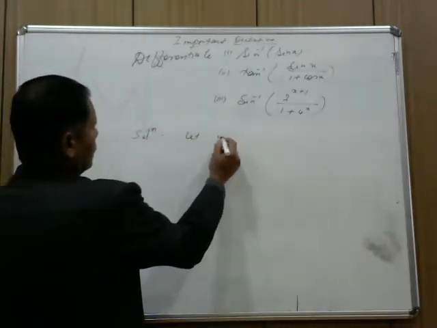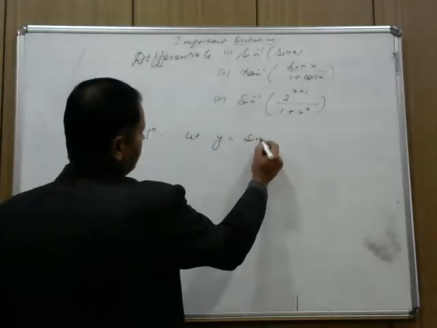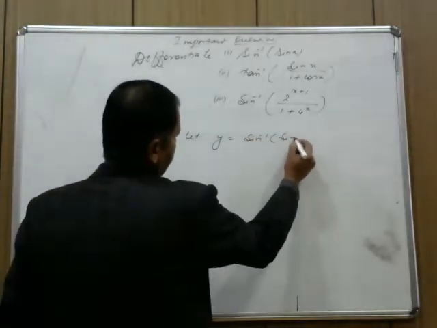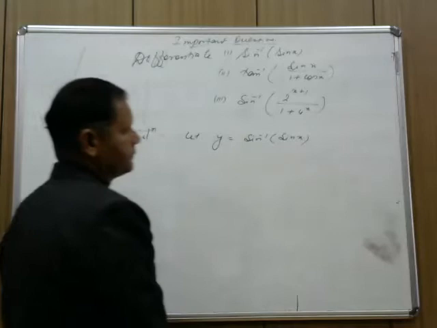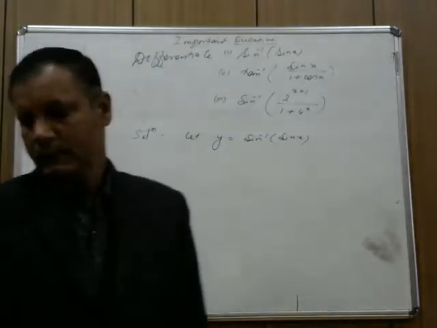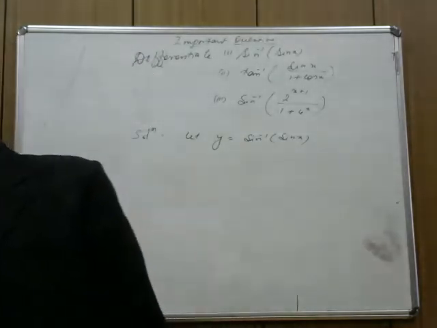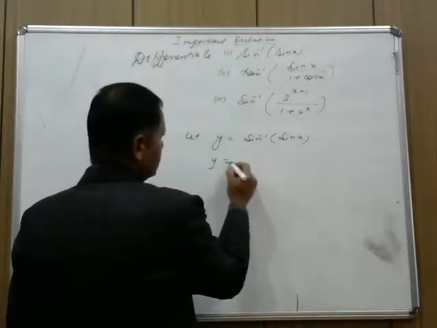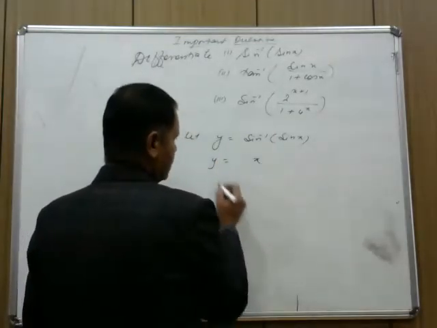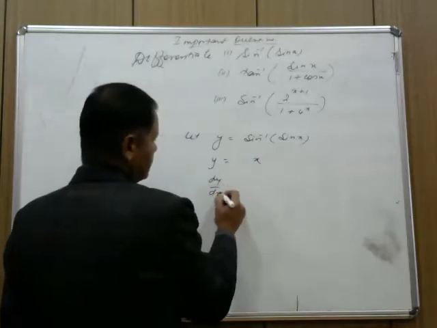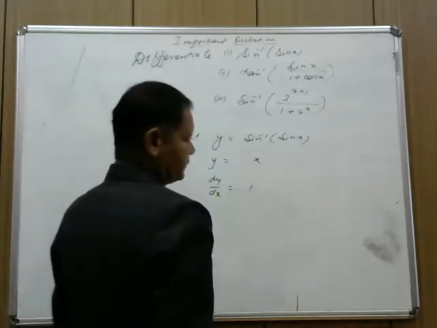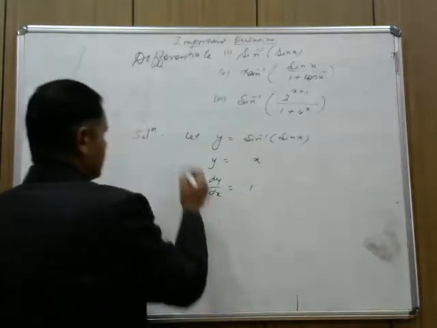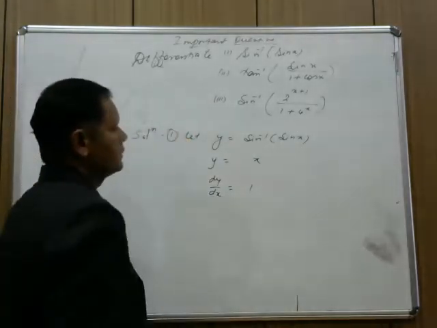Let y is equal to sin inverse sin x. Right? When we have sin inverse sin x, simply we know that y is equal to simply x, and therefore dy by dx is equal to 1. Right? This is the answer to the first question.